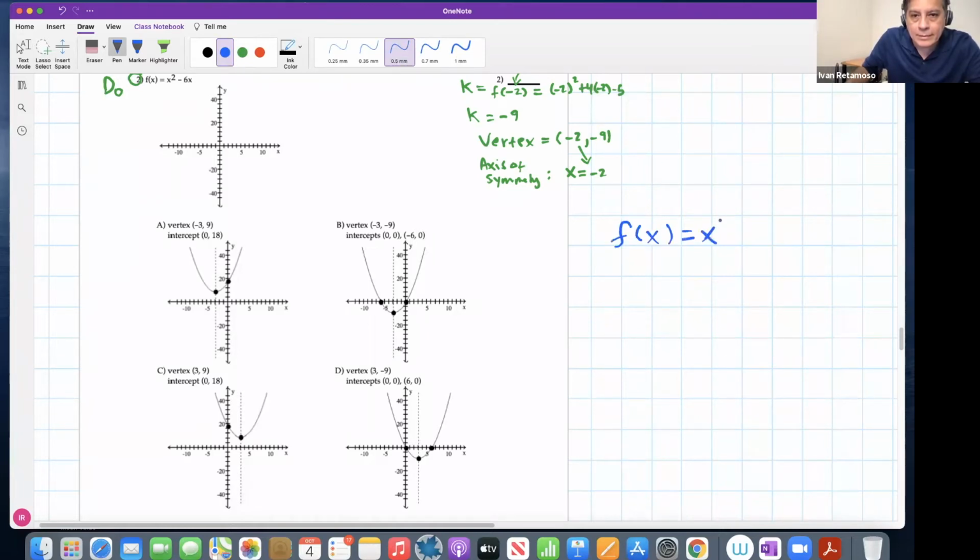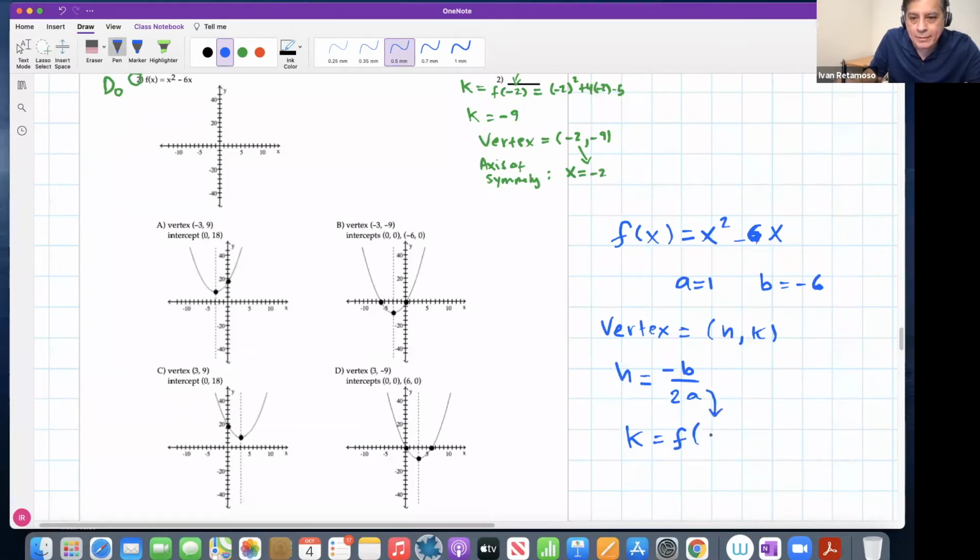f of x equals x squared minus 6x. a equals 1, b equals -6. Work with that, guys. And remember, the vertex is h comma k, where h is always equal to minus b over twice a. That's the formula for h, a very important formula. And k is the function evaluated at whatever you get there.